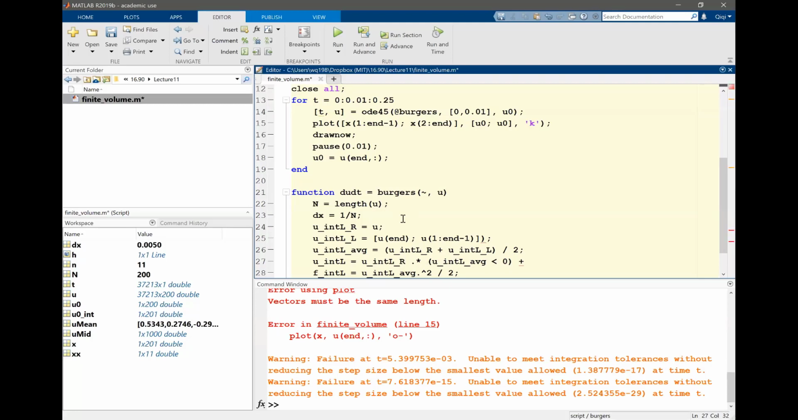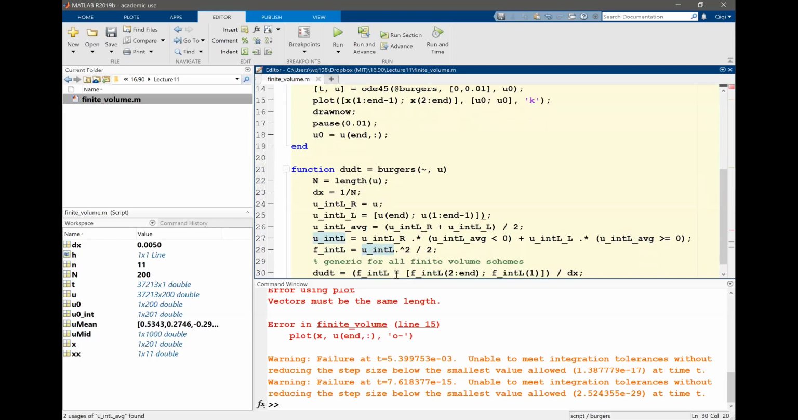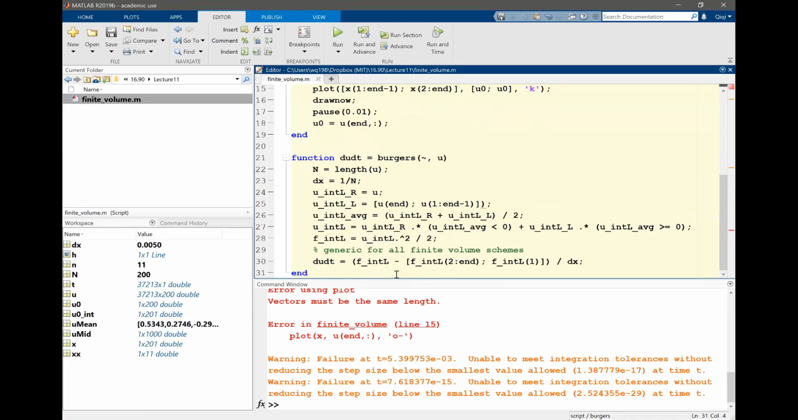That is for the average being less than 0, which means the wind comes from the right. And if the wind comes from the left, it'll be U interface L average greater or equal to 0. That's going to be the U interface L I use for computing the flux function. I'm not going to change how a finite volume scheme works. That'll be an upwinded solution.